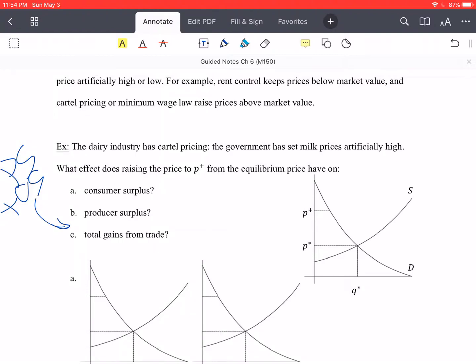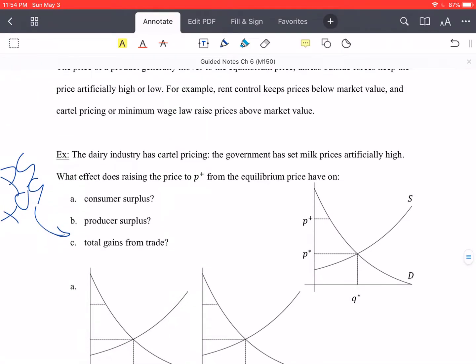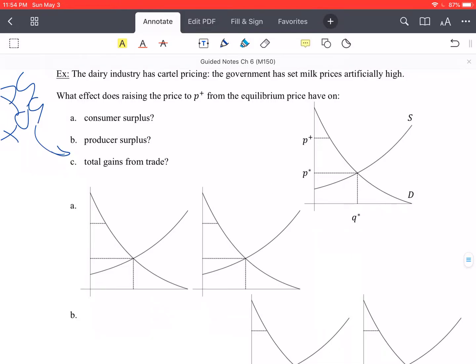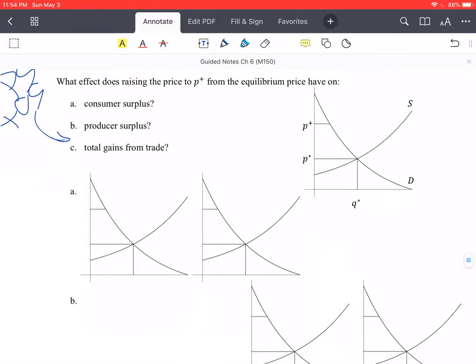All right, so we're looking at the effect of the cartel pricing. So here's our equilibrium price down here. We're saying the government artificially raised the price to P plus instead of P star, and we're trying to figure out what effect that has on all of our surpluses. Okay, so let's look at consumer surplus first. Sorry, these are kind of crammed together here, but I'm going to talk about consumer surplus in this space here, and then producer surplus down here.